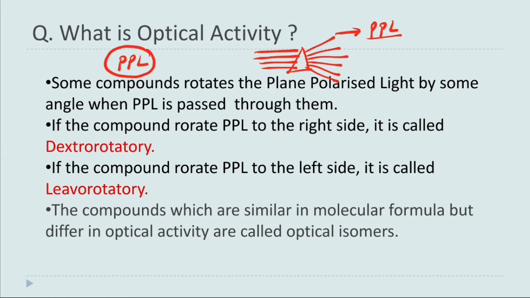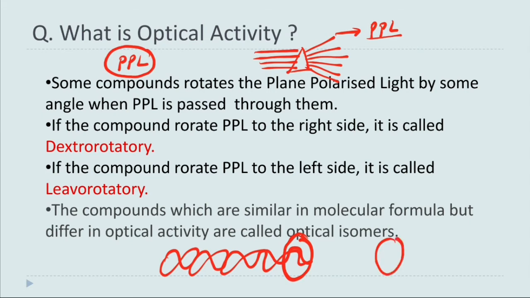For example, the wave of light can oscillate like this, can oscillate like this, or in any plane. So if we see the transverse section of this light, we observe the wave of light in each direction. If this light contains only one color, that means it contains a single wavelength. So now it is polarized light, but it is not plane polarized light. To make it plane polarized, we pass it through a slit.